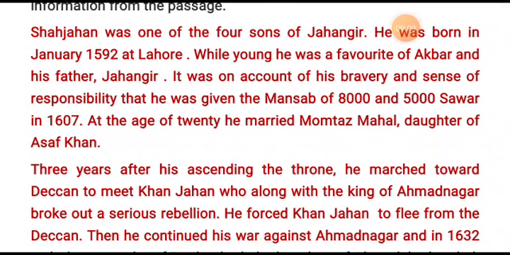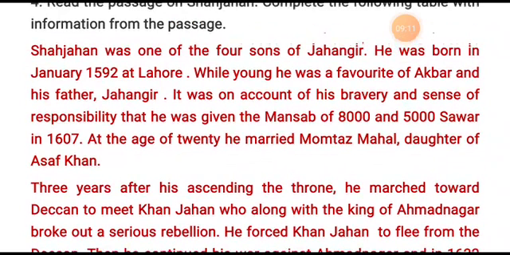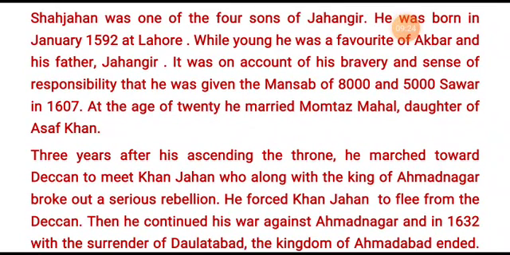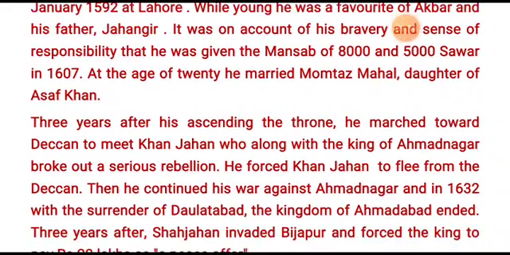Shah Jahan was one of the 4 sons of Jahangir. He was born in January 1592 at Lahore. While young, he was a favorite of Akbar and his father Jahangir. It was on account of his bravery and sense of responsibility that he was given the mansab of 8,000 and 5,000 sawar in 1607. At the age of 20, he married Mumtaz Mahal, daughter of Asaf Khan.